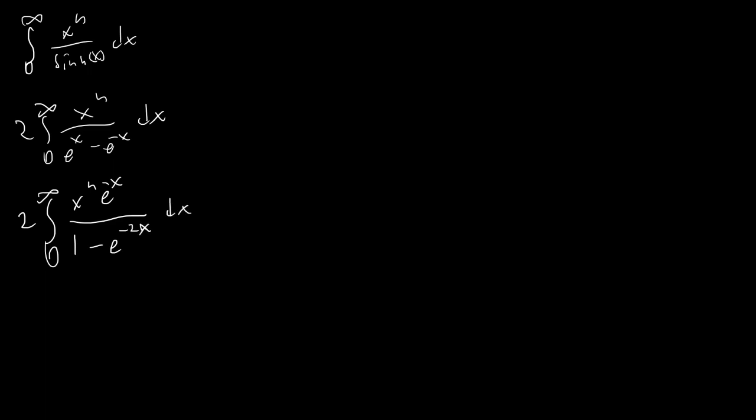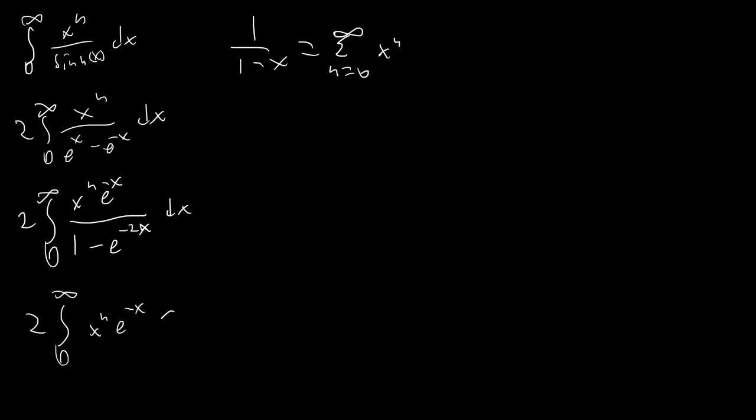Now we're going to apply the power series for 1 over 1 minus x, which equals the sum from n equals 0 to infinity of x to the n, to this part on the bottom. So we get 2 times the integral from 0 to infinity of x to the n, e to the negative x, times the sum from k equals 0 to infinity of e to the negative 2kx, dx. I can't use n here, so I'm using k because I need a different letter.